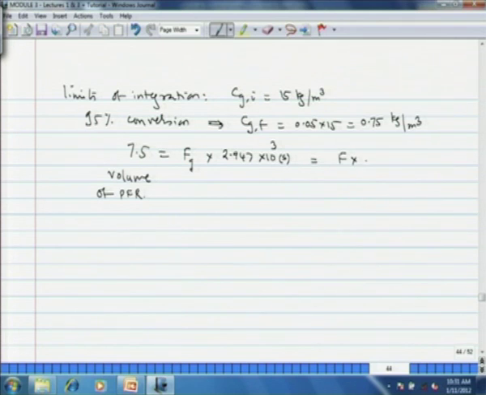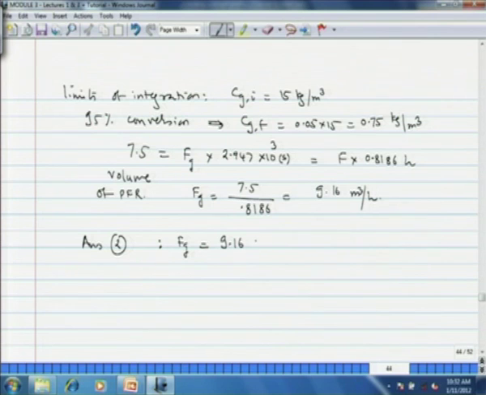So F into 0.8186 hours, and Fg then becomes 7.5 divided by 0.8186 or 9.16 meter cube per hour. So the answer to the second question, the flow rate of glucose in a PFR, is 9.16 meter cube per hour.